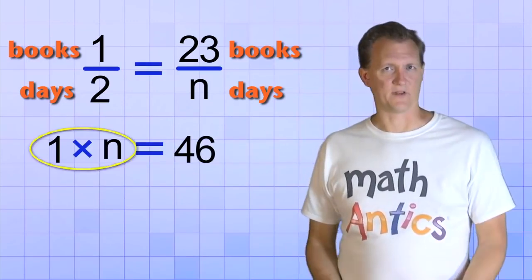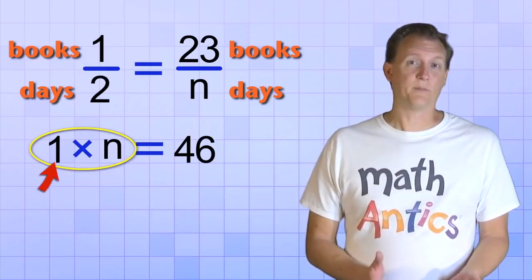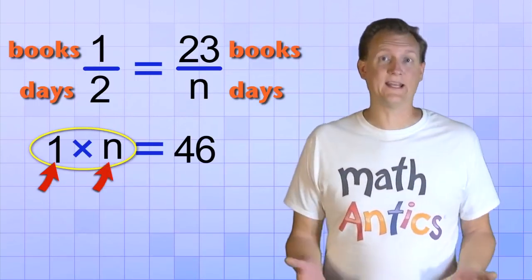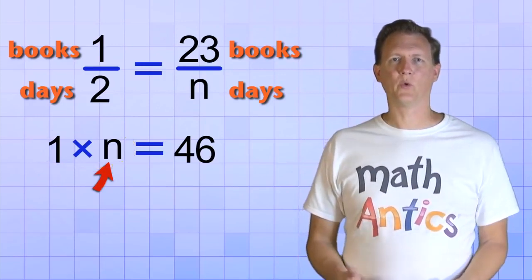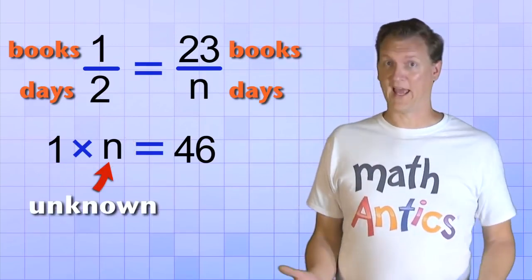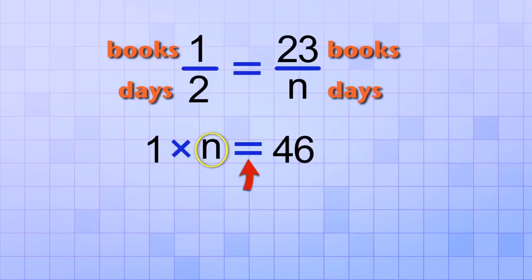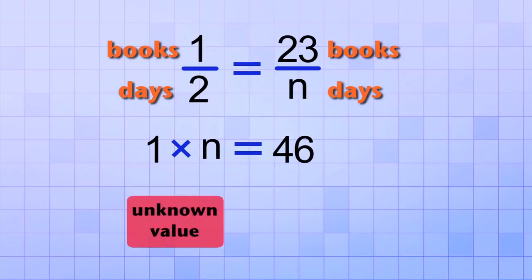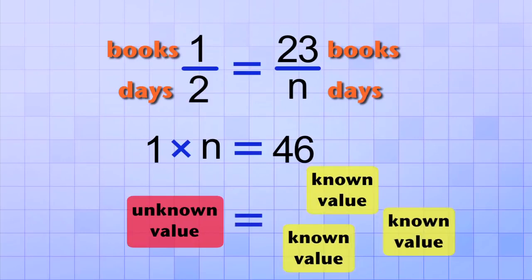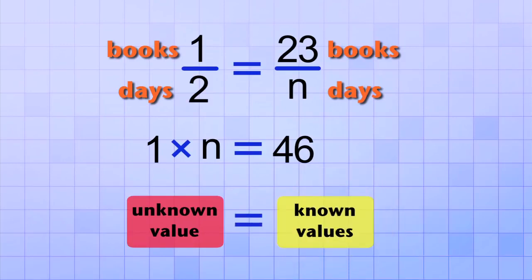But what about the other side of the equation? That has a number being multiplied by our unknown letter n. How can we multiply when one of the numbers is unknown? Actually, we can't. Fortunately, we don't need to, because we're just trying to figure out what our unknown number is. What does it equal? In other words, we need to keep rearranging our equation until the unknown value is all by itself on one side of the equal sign, and all the known values have been combined on the other side of the equal sign. Then we'll have found the unknown.